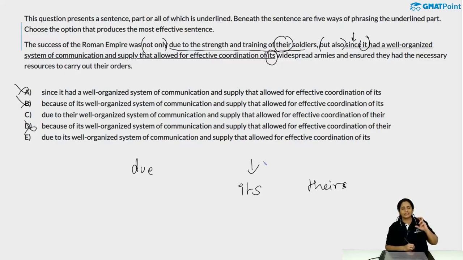If you are considering the Roman Empire as a group of people, as a population, as different groups of people coming together, not as one unit, then you have to use "their" as such. In this particular sentence, since we are describing the ability, the strength and training of the soldiers, the system of communications, we are essentially describing things which have different owners of different parts or groups as such.